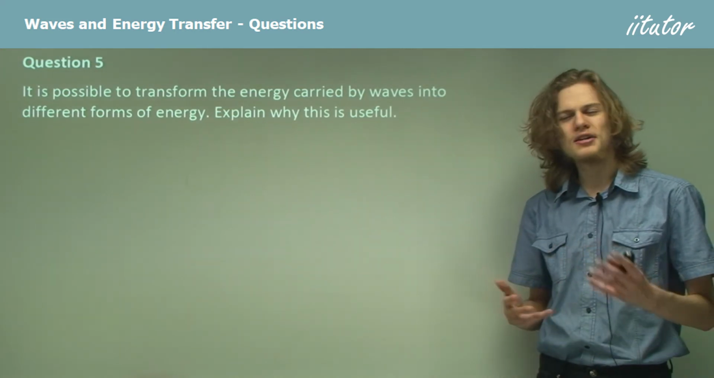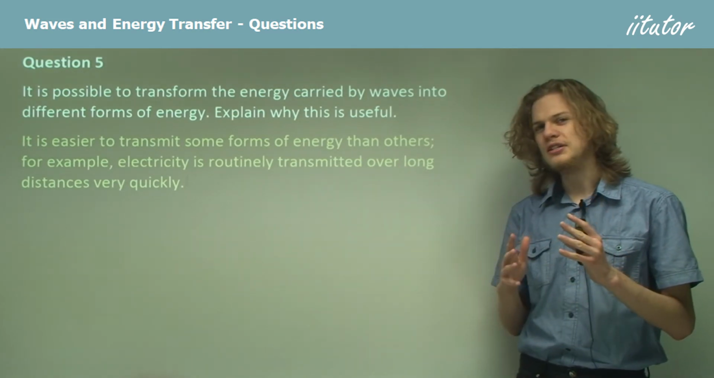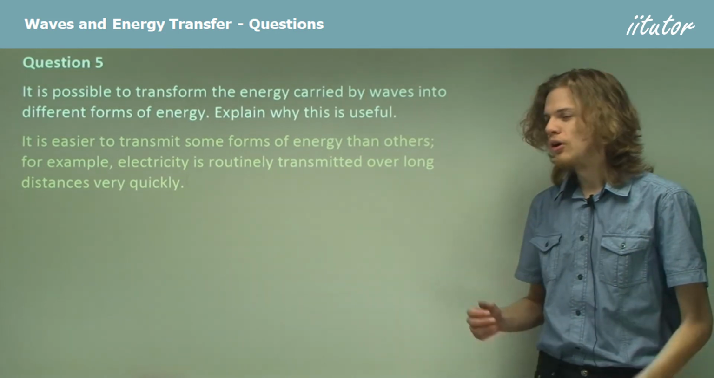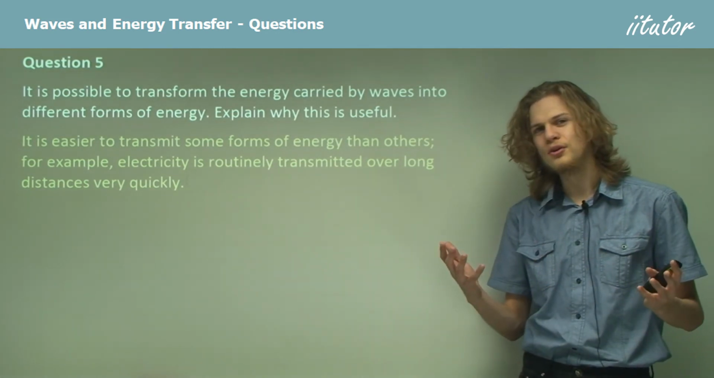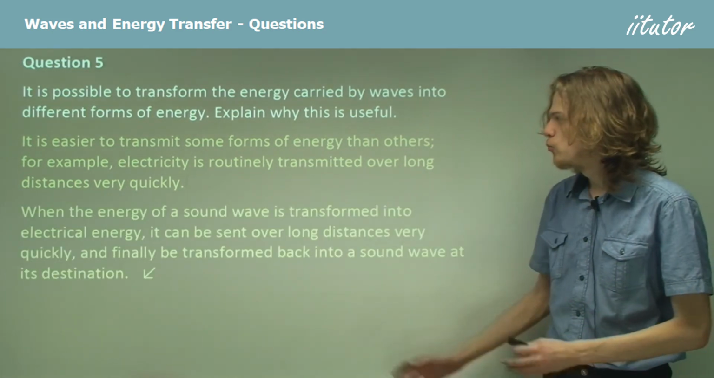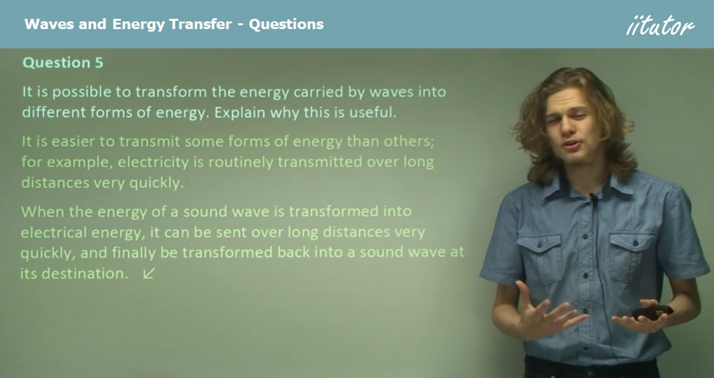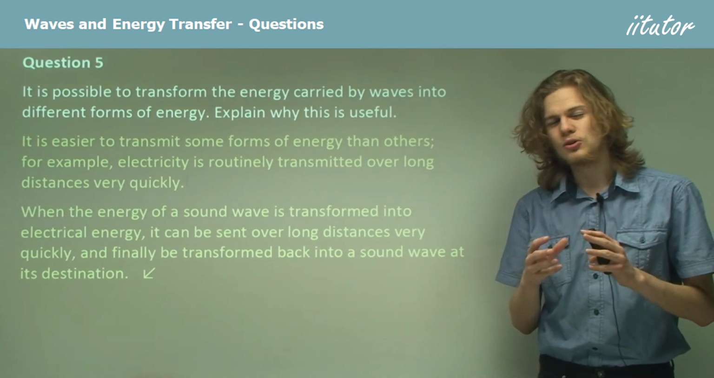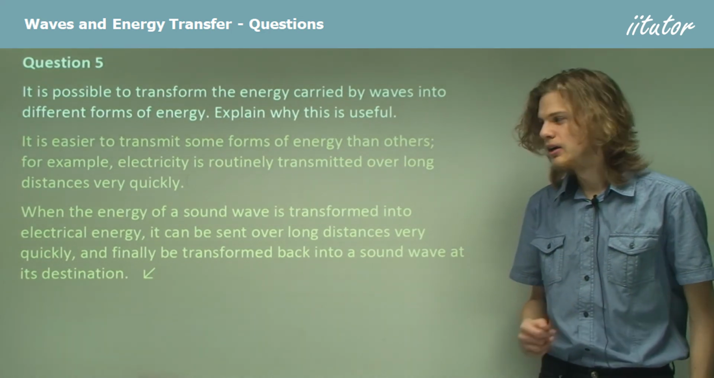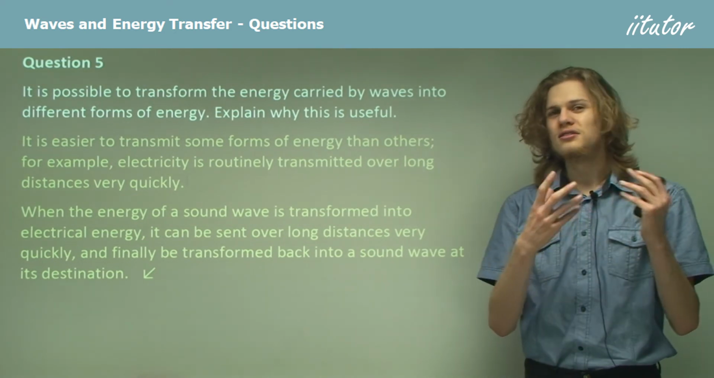Remember the transformations that we went through with the mobile phone? So it's easier to transmit some forms of energy than other forms of energy. Electrical energy is very easy to transmit, whereas sound energy is a little bit harder because it spreads out and it's difficult to funnel it in just one direction. So when the energy of a sound wave, for example, is transformed into electrical energy, we can take that electrical energy and transmit it over long distances without losing much energy. Once it's at the destination, we can once again transform the energy back into sound energy.